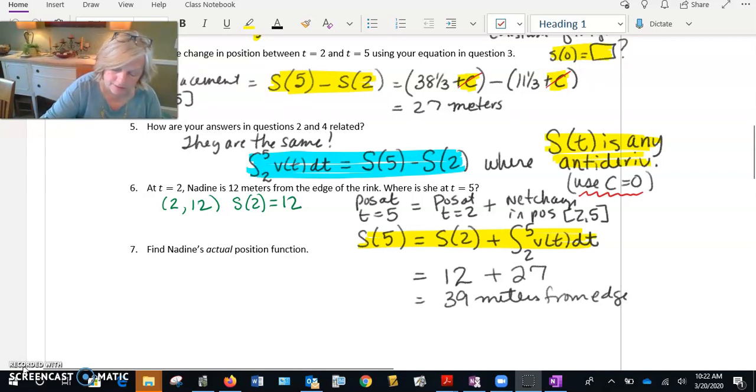So notice that as I am looking at this, the number that is inside of that, the position that you know, will always be the starting point that you have for your net change. And you'll also notice that you're trying to figure out where you are, which is the 5, and that matches what you have up there.